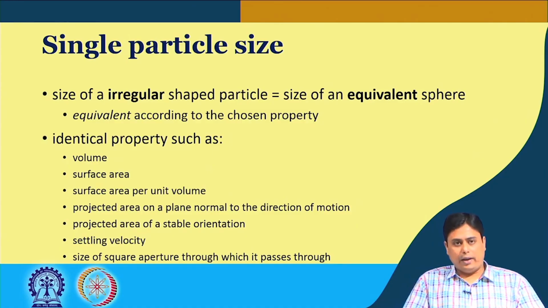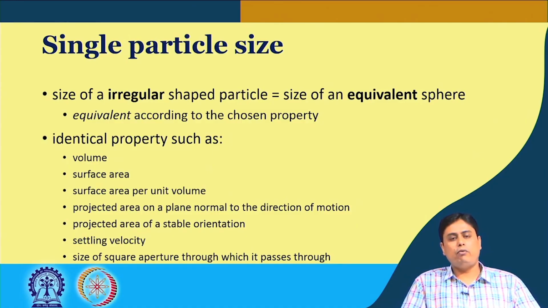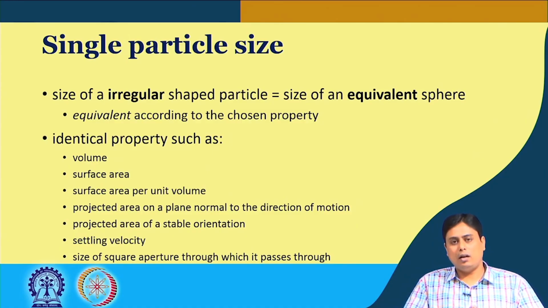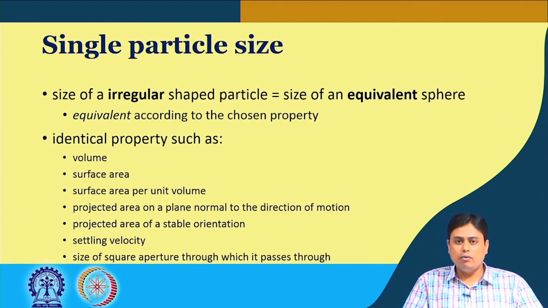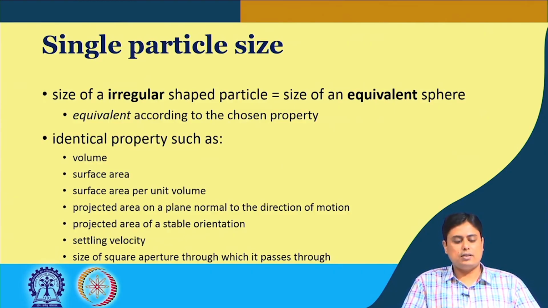So, how do we define it? That is why whenever we define the size of an irregular shaped particle, we have to tell what it is: either it is the equivalent volume diameter of a sphere, or it is the identical surface area of an equivalent sphere.